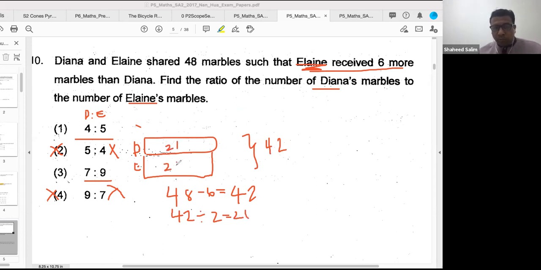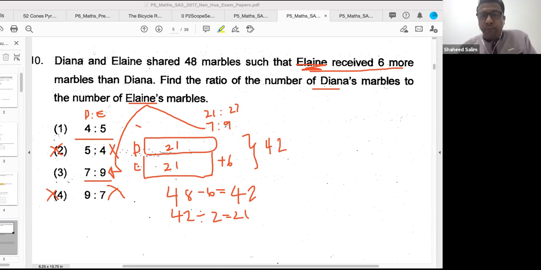Elaine also 21. But remember, Elaine has 6 more. So what is the ratio? 21 is Diana. Elaine is 21 plus 6, 27. But you see, you got no answer. Must reduce, divide by 3, you get 7. Divide by 3, you get 9. This one here. Okay, I hope you can see how I did this now.